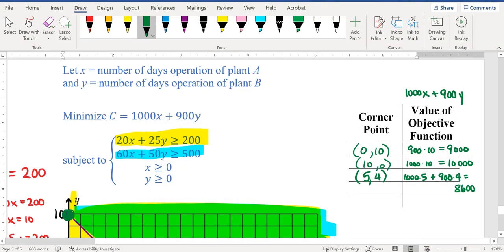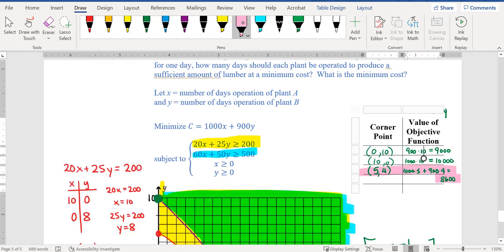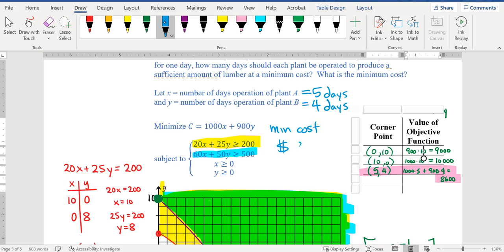What were we supposed to do? We're supposed to minimize. We want the smallest value of those three. The smallest is here. So to answer my question, how many days should each plant be operated? Plant A should be operated for 5 days and plant B should be operated for 4 days. The minimum cost will be $8,600.